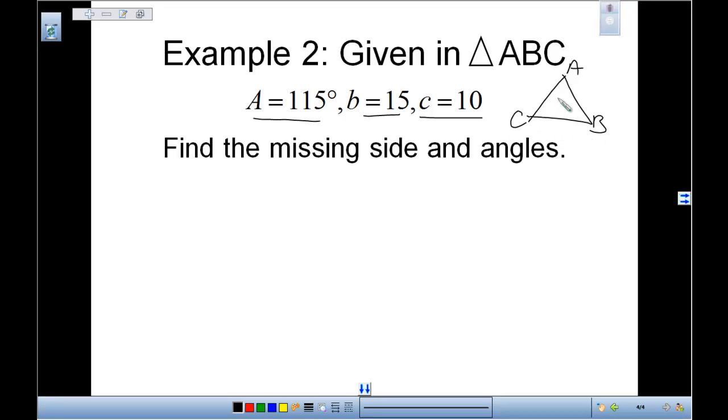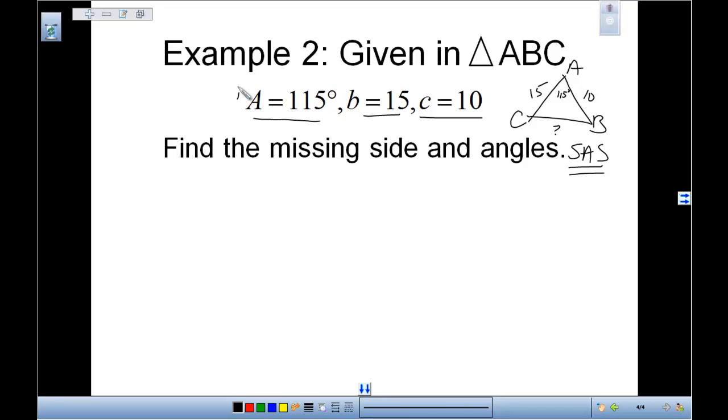Well, angle A is 115 degrees, side B is 15, and side C is 10, so I've got side angle side. That's not a case where we can use law of sines, because law of sines says we need an angle and a side opposite it. The one angle we know, we don't have the side opposite. So we have to use law of cosines.